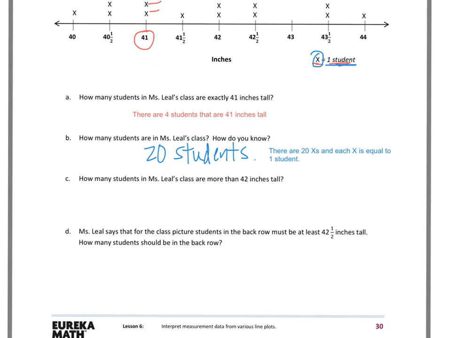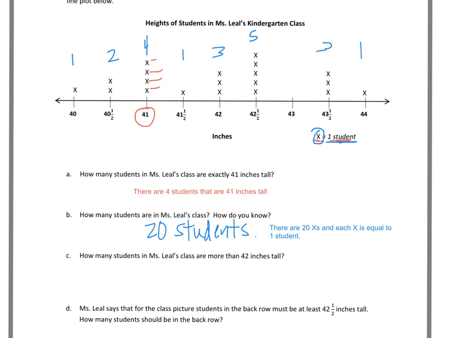And C says, how many students in Mrs. Leal's class are more than 42 inches tall? So I'm going to go to the 42 mark, and I know I'm looking at everything to the right. So if I count these, I have 1, 2, 3, 4, 5, 6, 7, 8, 9. So 9 students in Mrs. Leal's class are more than 42 inches tall.